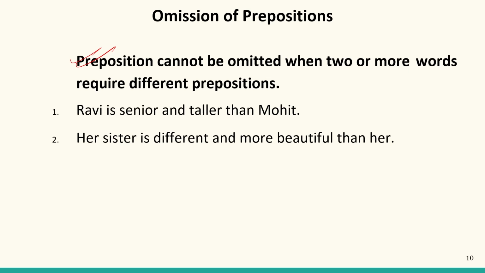They cannot be omitted. For example, Ravi is senior and taller than Mohit. We know well that taller can be followed by than. But we have also learnt in adjectives that senior is always followed by the preposition to. So it is incomplete without this to. Otherwise, it will be in a meaning like senior than Mohit, which is incorrect. So the correct sentence is Ravi is senior to and taller than Mohit. Now this sentence is correct.